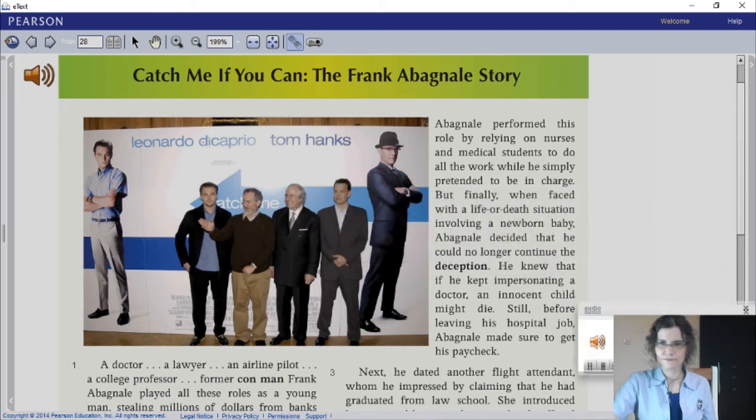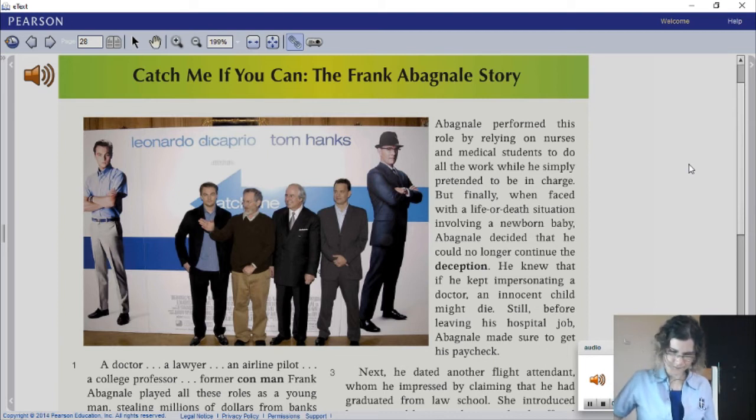Catch Me If You Can. The Frank Abagnale Story. A doctor, a lawyer, an airline pilot, a college professor. Former conman Frank Abagnale played all these roles as a young man, stealing millions of dollars from banks around the world. His money-making secret? Cashing false checks. His motive for playing different roles? Respect and excitement. He enjoyed having other people believe that he was important.